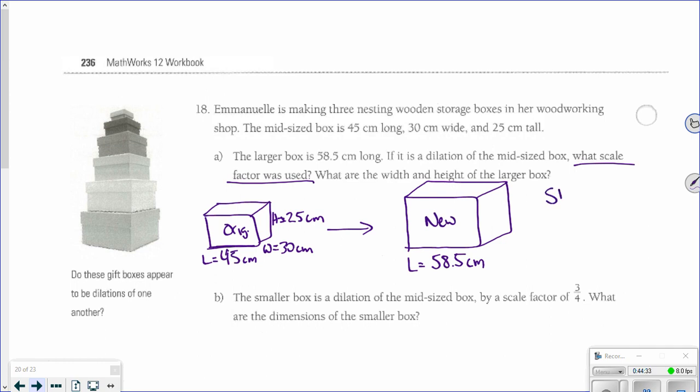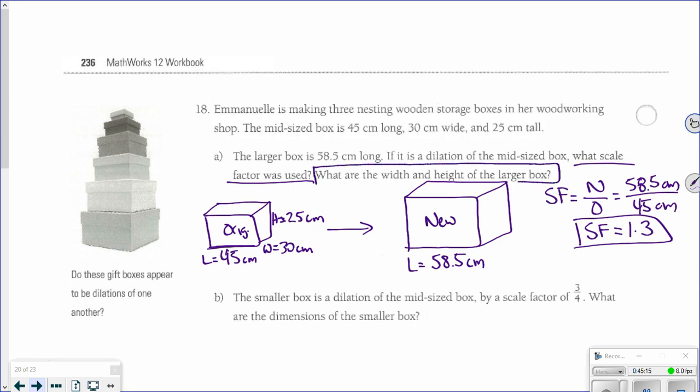Calculate scale factor. Scale factor is always the new side divided by the original side. So in this case, 58.5 divided by 45 centimeters. My centimeters are going to cancel out. And 58.5 divided by 45 is going to be 1.3. So my scale factor is equal to 1.3. It's a number bigger than 1, even though it's not very much bigger than 1, so my box is getting larger.